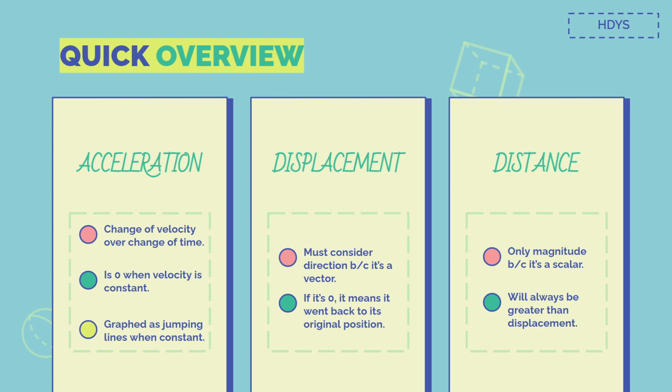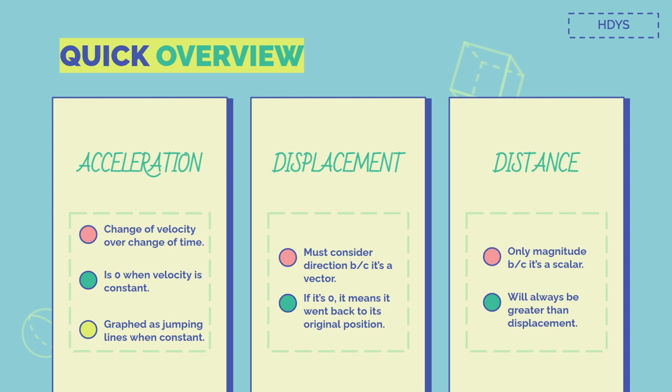And then when you are graphing acceleration, you graph it as jumping lines because it's constant for our case. It may not always be constant. It could be linear or even a curve, but in our case, it's constant. So they would be graphed as jumping lines. For displacement, we have to consider the direction, whether it's positive or negative, because it's a vector. So it's not just magnitude, it's direction as well. And if the total displacement is 0, it means that the object that was in motion just went back to its original position, its initial point of start.